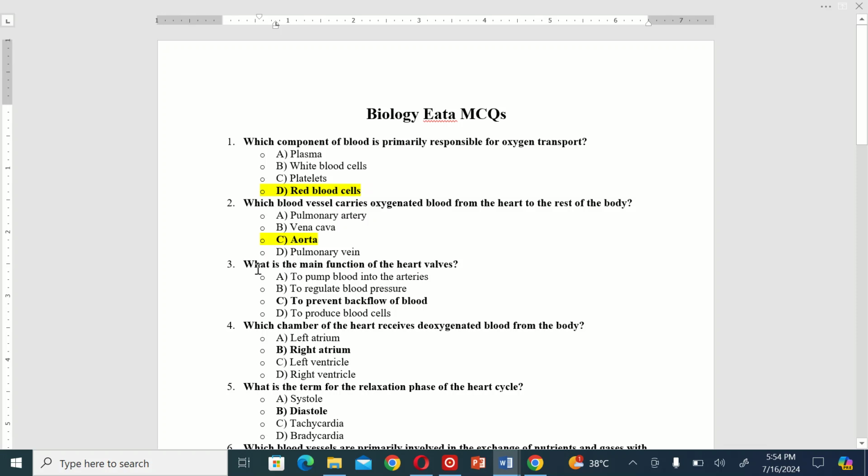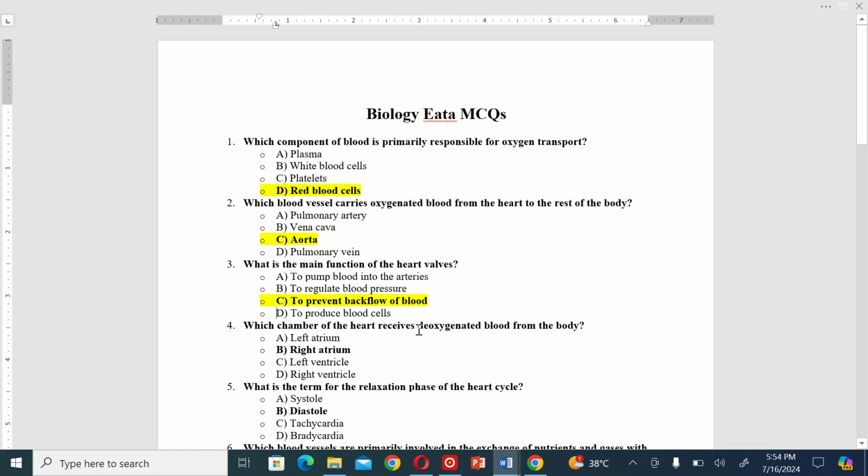The third MCQ is: what is the main function of the heart valves? A. To pump blood into the arteries, B. To regulate blood pressure, C. To prevent backflow of blood, D. To produce blood cells. So the correct option is C, to prevent backflow of blood.